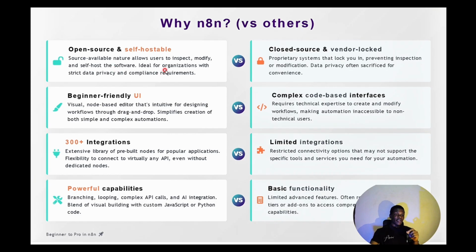So here is why it is worth choosing n8n over others. The first one is open source and self-hostable. Source available nature allows users to inspect, modify, and self-host the software. Ideal for organizations with strict data privacy and compliance requirements. In n8n, you can host it locally on your machine and run it free of charge. You don't have to worry about anything happening to your data.